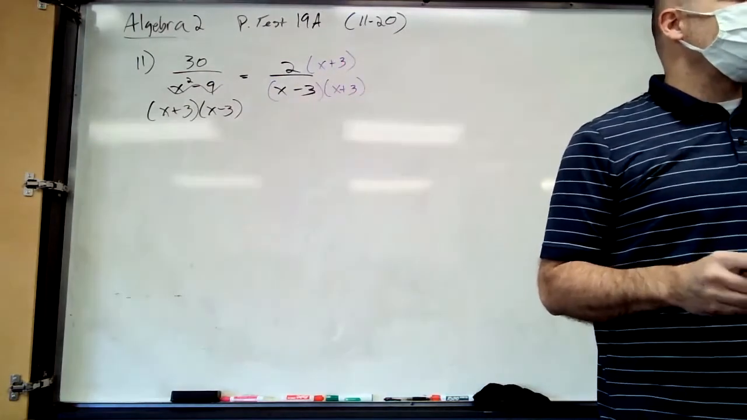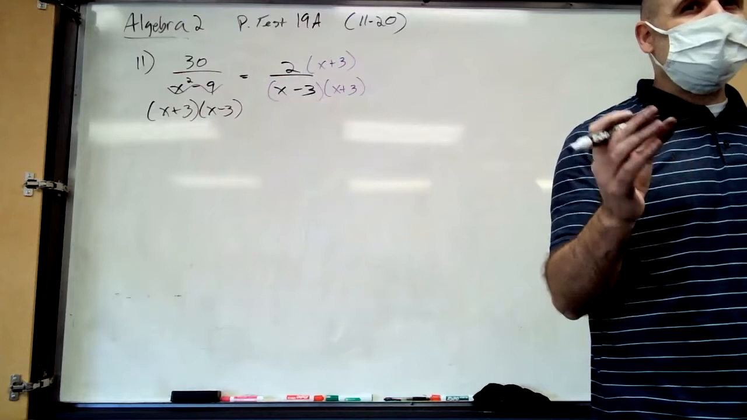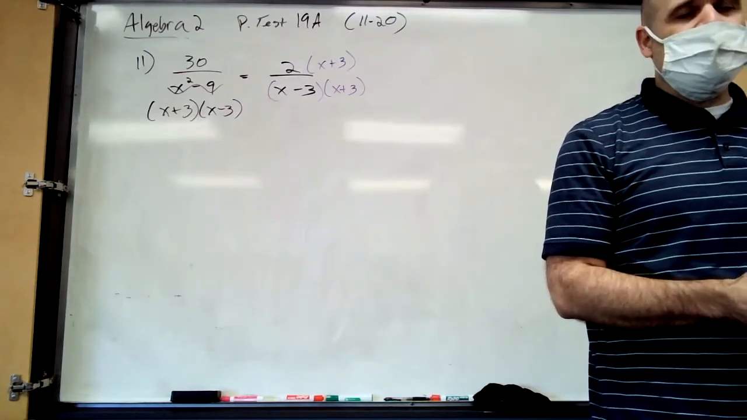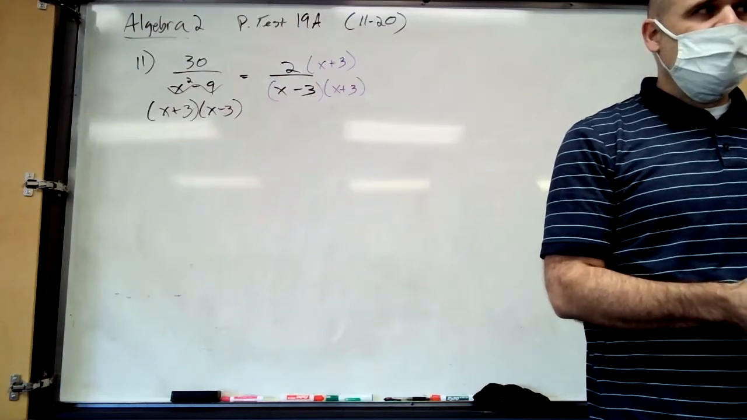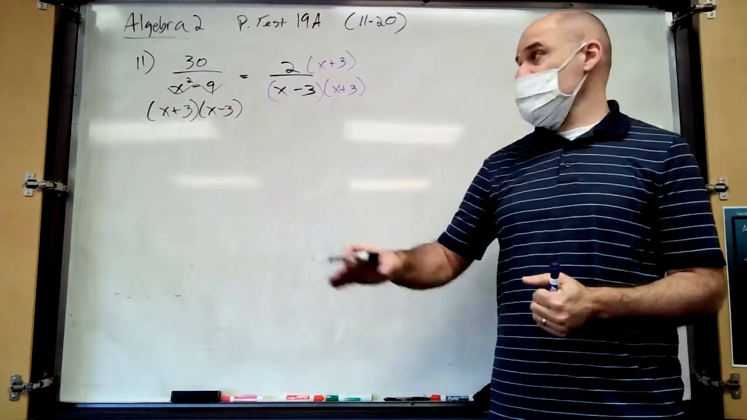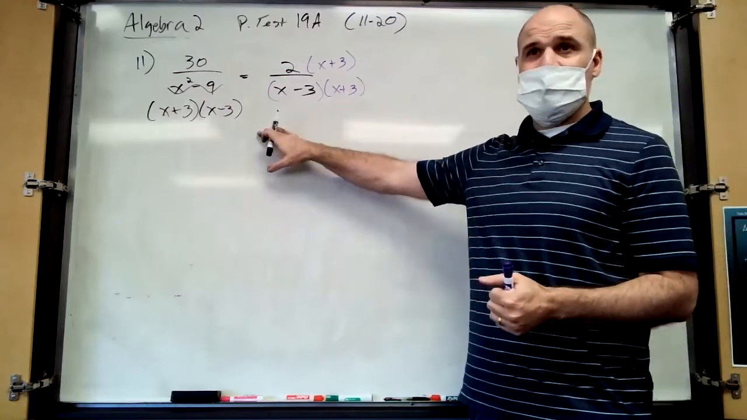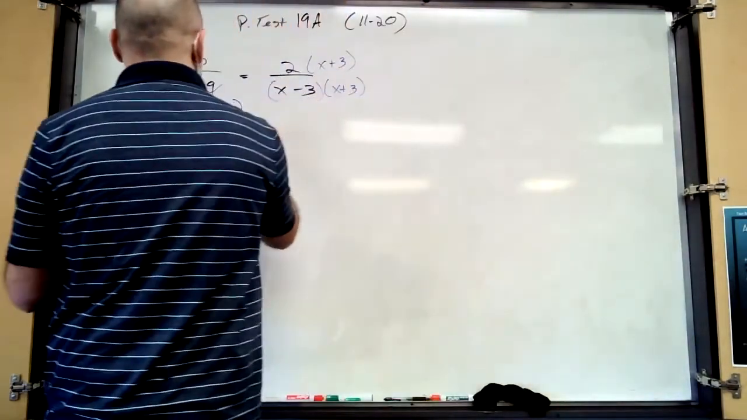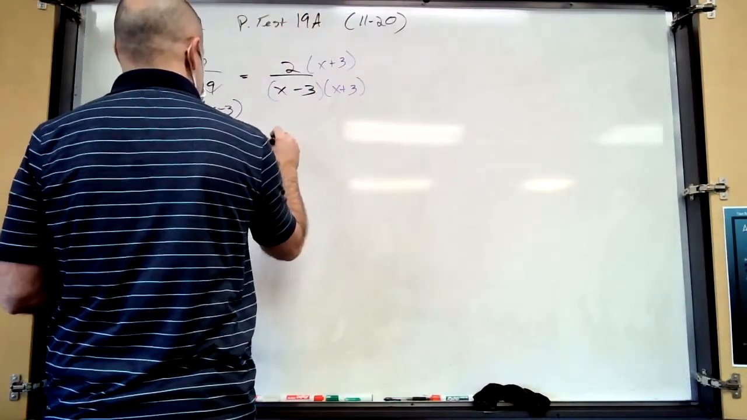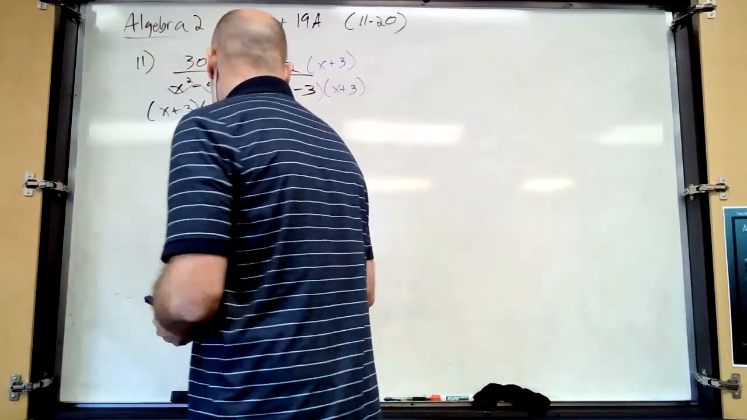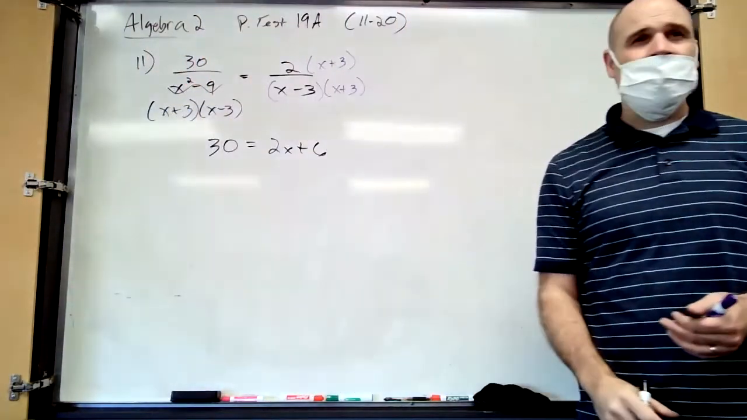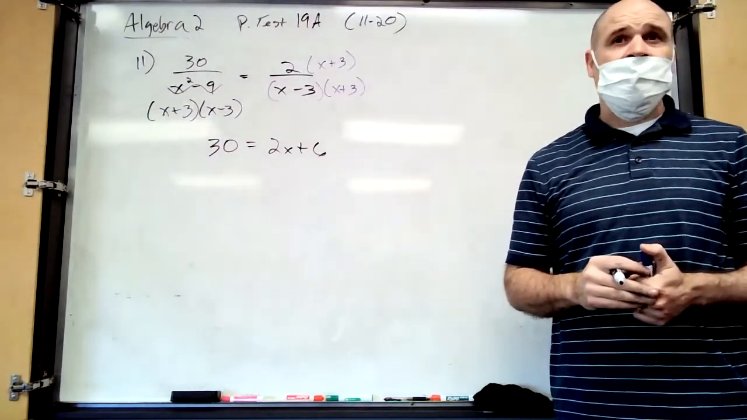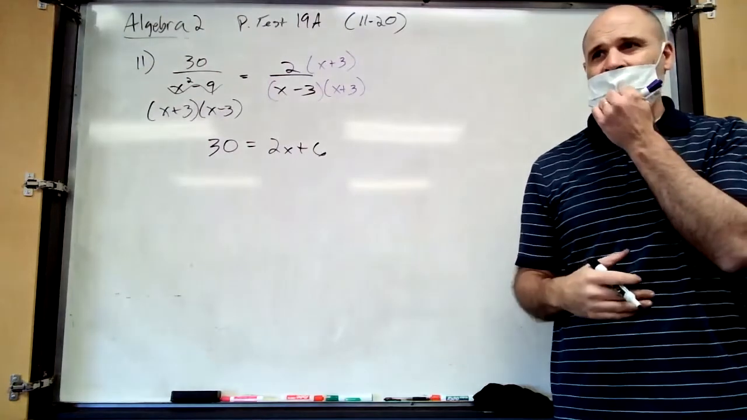Here's the deal, guys. When you have the same denominator on both sides of an equation, you can ignore the denominator. Our f-bomb is just this. If I multiply both sides by this denominator, it's going to cancel it out. So here's my equation: 30 equals 2x plus 6. X equals 12. That's pretty simple, right?